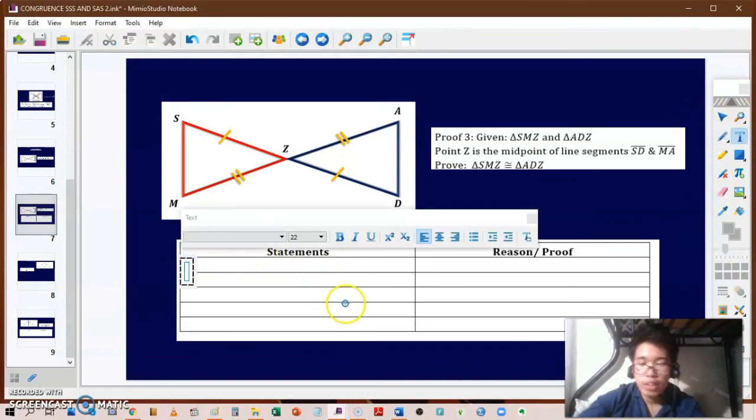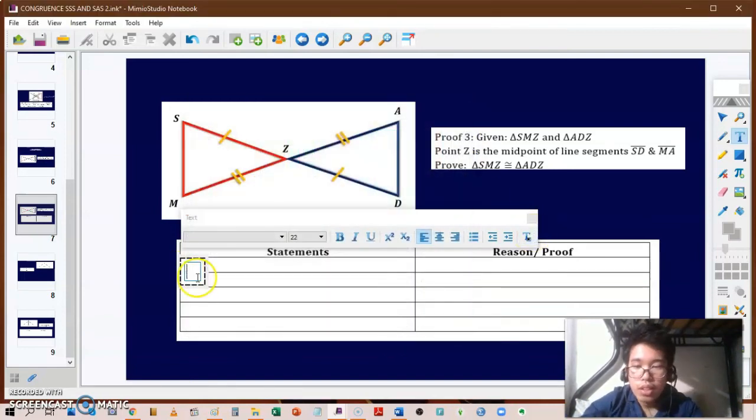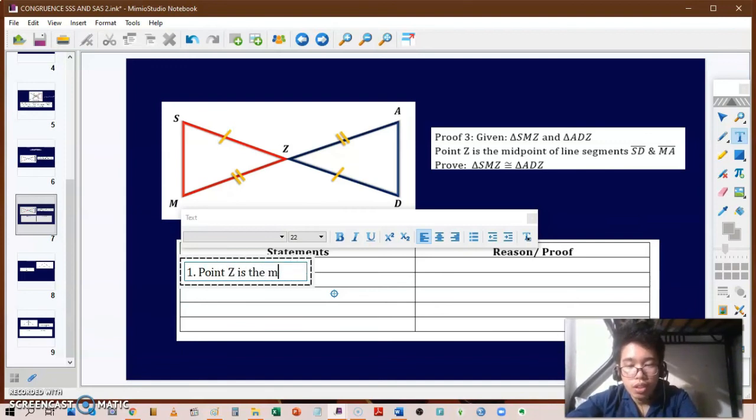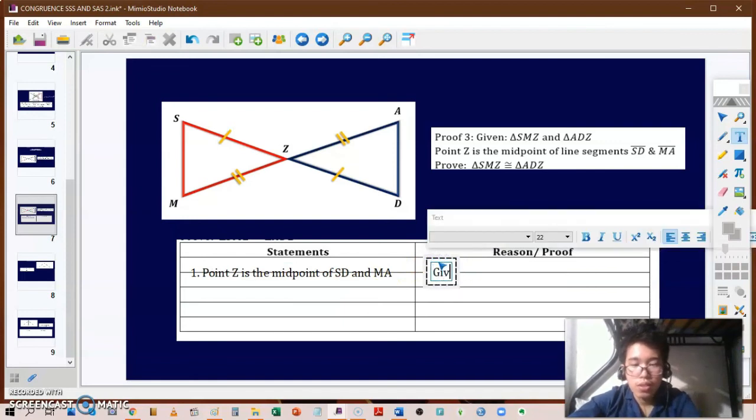So we're given here one of our givens. Let's change that to black. Number one, our first given is that both of those triangles are congruent. So that's already kind of like a given. And point Z is the midpoint of segments SD and MA. So that's a given.